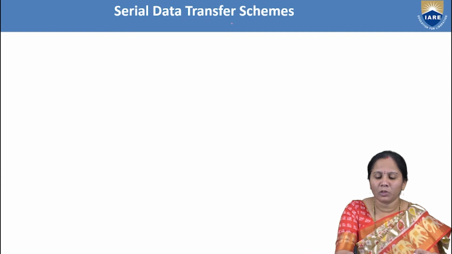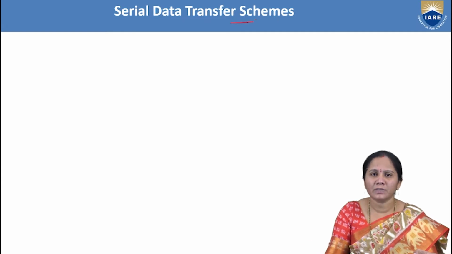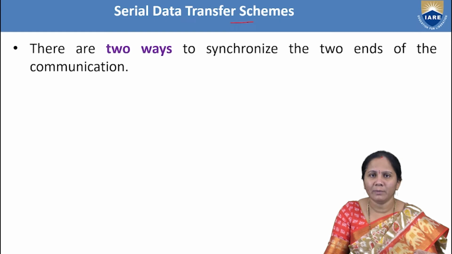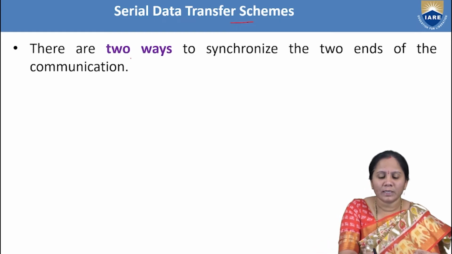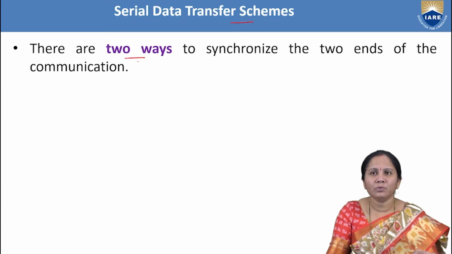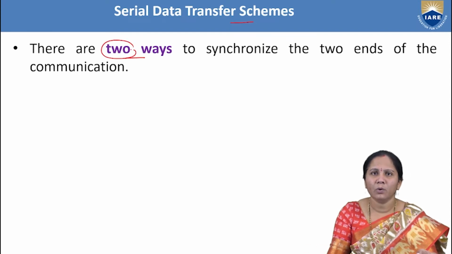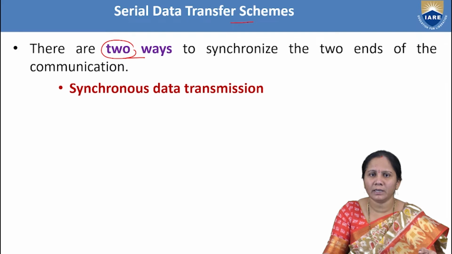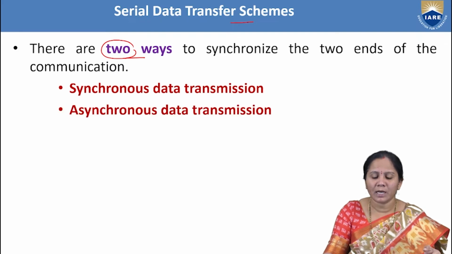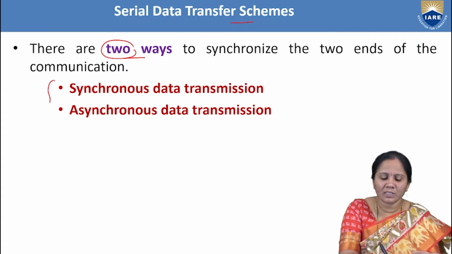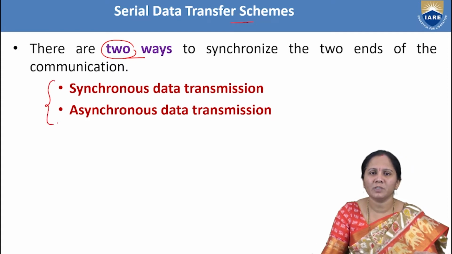Now we will see what are the different serial data transfer schemes that are available in serial communication. Generally there are two ways to synchronize the two ends of communication. What are the two ways? One is synchronous data transmission, and the other is asynchronous data transmission. The main difference between synchronous and asynchronous data transmission is the clock signal.